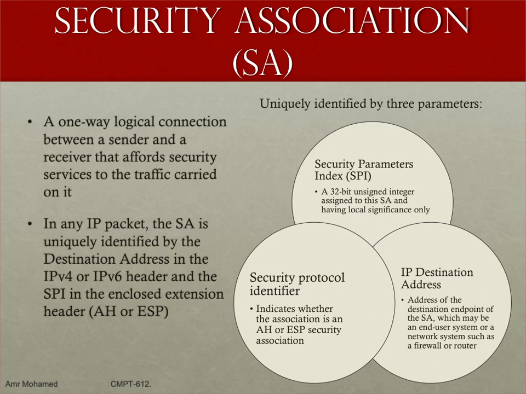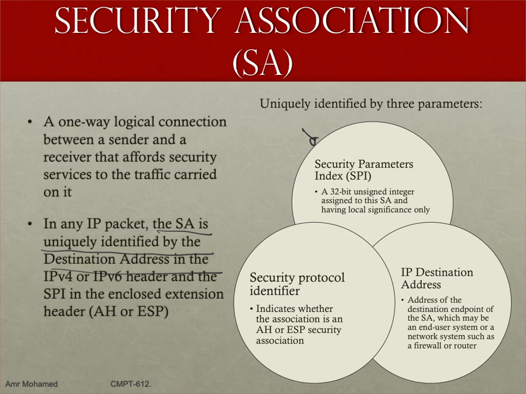So the security association here is a one-way logical connection between a sender and a receiver that affords security services to the traffic carried on it. In any IP packet, the security association is uniquely identified by the destination address. This is in fact what's in the header. So in the ESP header, you have to have what we call the security parameters index. That's the identifier for a security association. That has to exist in the packet, in the header.